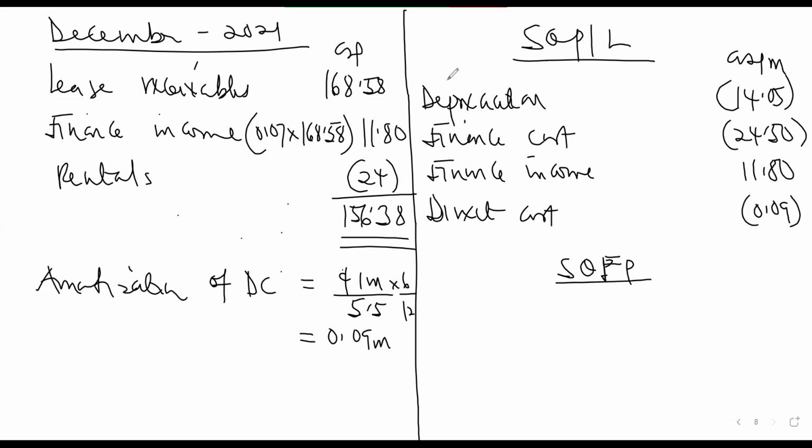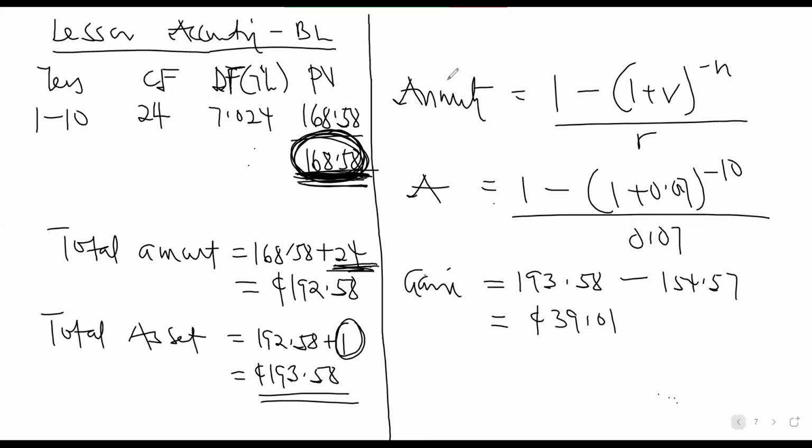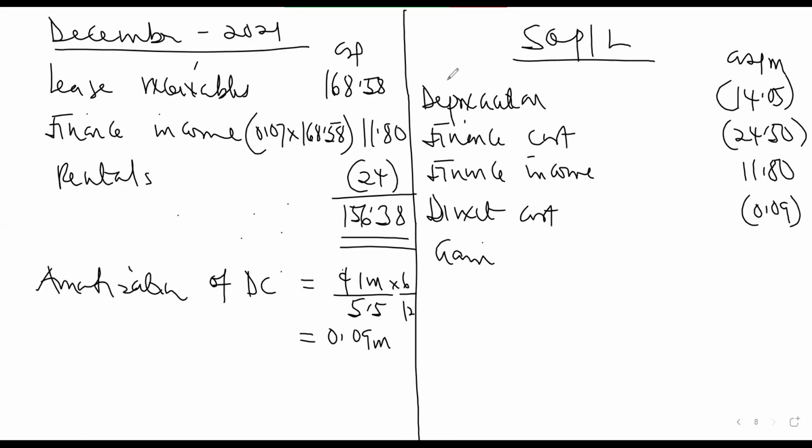Okay. Let's come to statement of financial position. Sorry, there is a gain on this particular transaction. We have a gain of 39.01. Okay, then let's come to statement of financial position. There will not be any right of use again, isn't it? Are we correct with that?